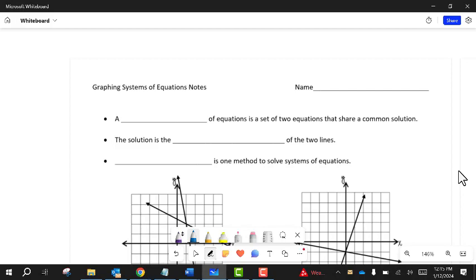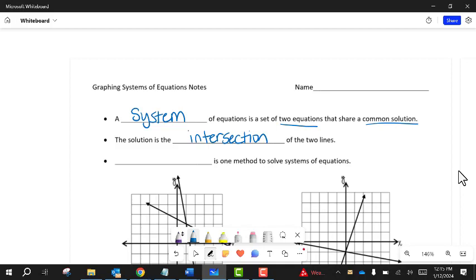Today we are going to be solving systems of equations by graphing. Before we start, we want to make sure we know what a system of equations is. A system of equations is a set of two equations that share a common solution. What that means is when we graph them, the solution is the intersection of the two lines. It is where the two lines cross.